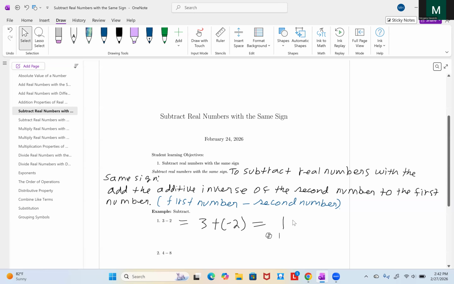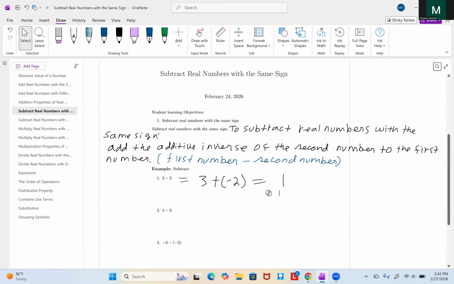4 minus 8. According to the steps, we're going to add the additive inverse of 8 to the first number. So 4 plus the additive inverse of 8, which is negative 8.